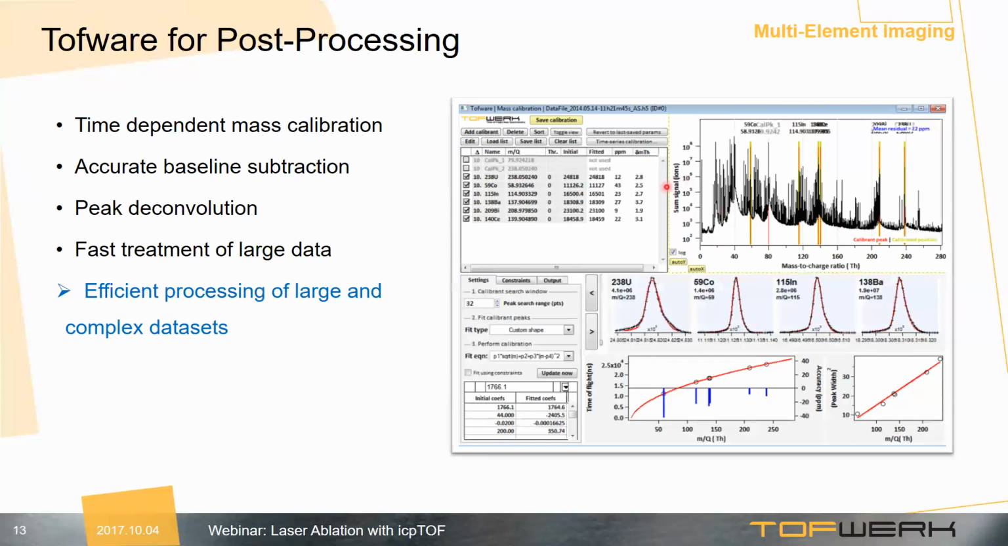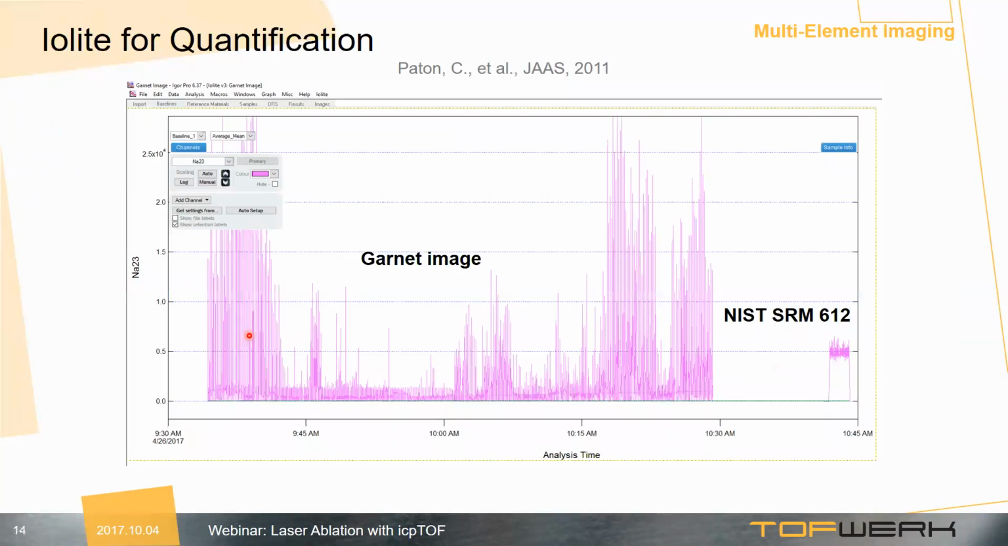And we also have software, in this case called Tofware, that we can use to characterize these TOF baselines and then subtract them. In general, Tofware can be used to, first of all, check the mass calibration, then to subtract the baseline. And you can also do fancier things like peak deconvolution if you're worried about certain interferences. All in all, this provides an efficient way of processing large and complex data sets that we collect with the icpTOF. And then from here, you can export the processed data, for example, as CSV files.